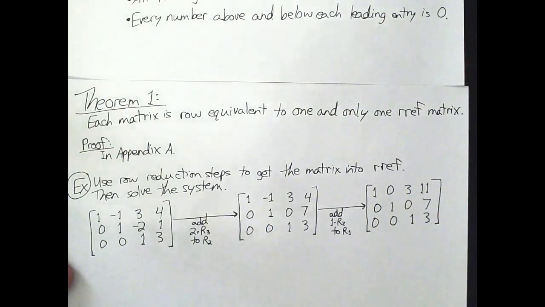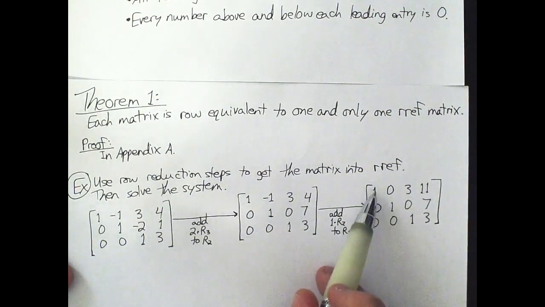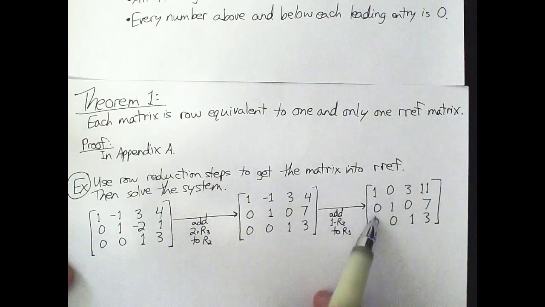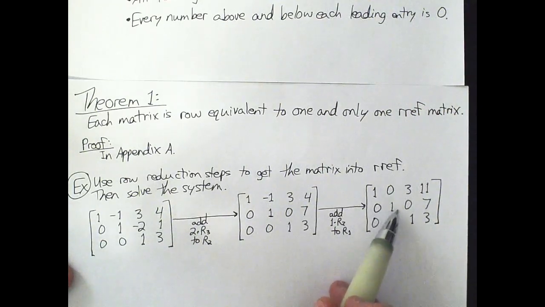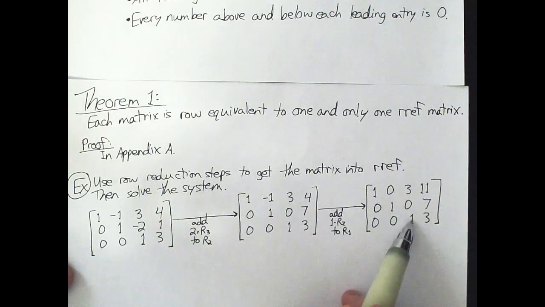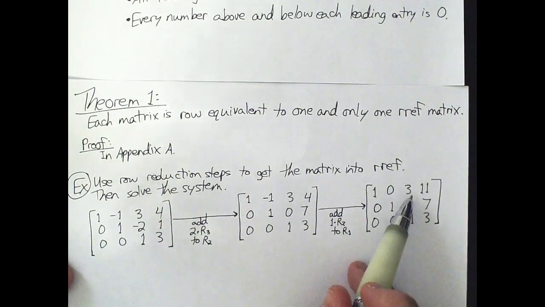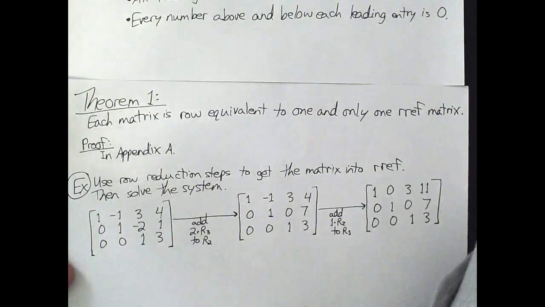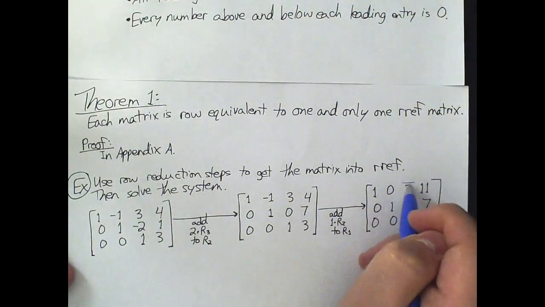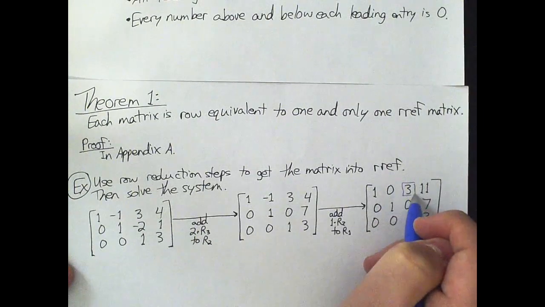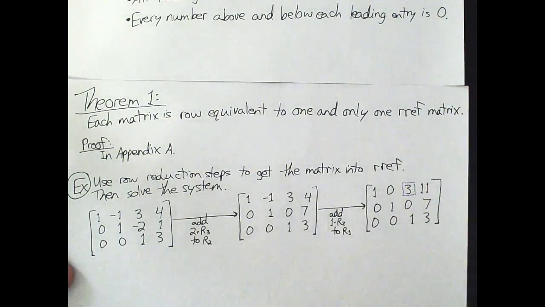Does this fit the requirement of reduced row echelon form? The first leading entry we see, everything above and below it are zeros. The second leading entry, everything above it and below it are zeros. The third leading entry has a 0 above it, but it also has a 3 above it. This 3 is a problem. I'm going to put a box around this. We need this 3 to be a 0 also, because that is also above a leading entry. If I could get that 3 to be a 0, then we'd be in good shape.